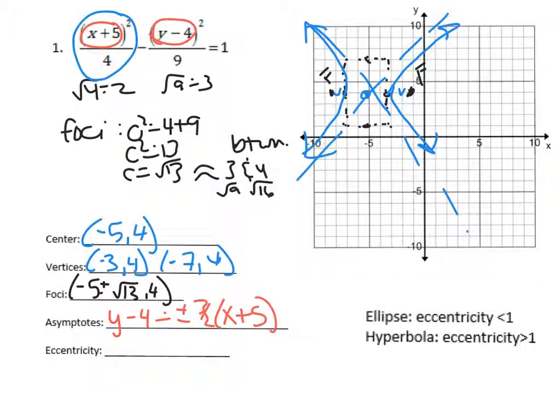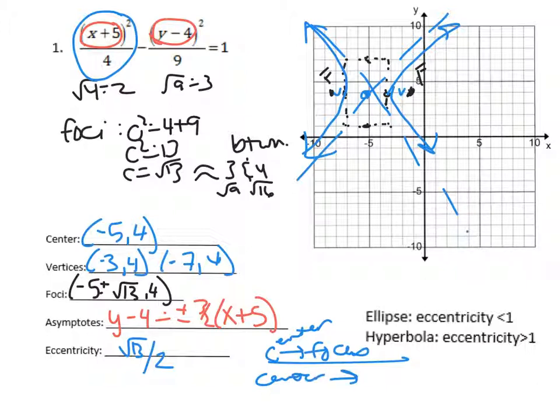Eccentricity, again, is your distance from your center to your focus divided by center to your vertex. So my center to my focus was square root of 13, divided by center to my vertex was 2. Center to focus over your center to your vertex. And you'll notice that this number now is bigger than 1. So keep in mind that on an ellipse, your eccentricity is less than 1. And on a hyperbola, your eccentricity ends up being greater than 1.